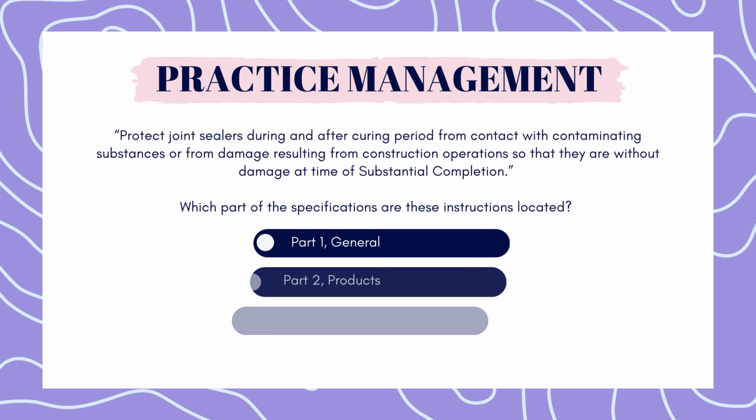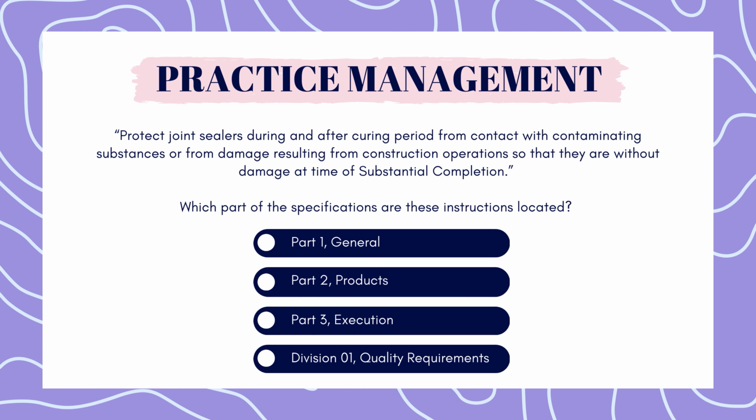Protect joint sealers during and after a curing period from contact with contaminating substances or from damage resulting from construction operations so that they are without damage at time of substantial completion. Which part of the specifications are these instructions located? Part 1, General, Part 2, Products, Part 3, Execution, or Division 1, Quality Requirements? Feel free to pause here to answer.